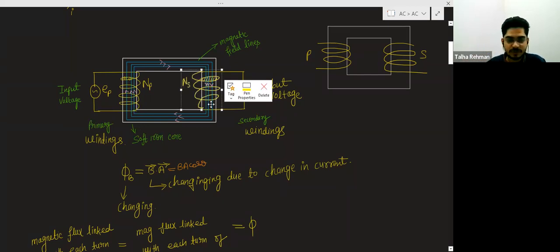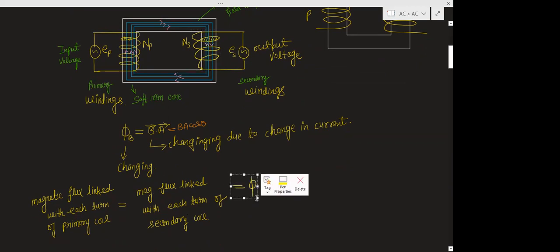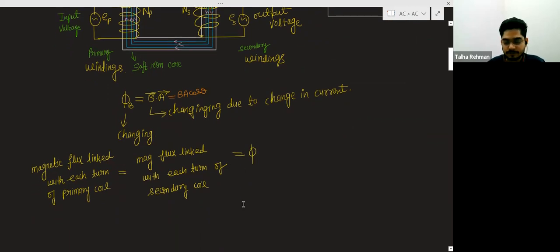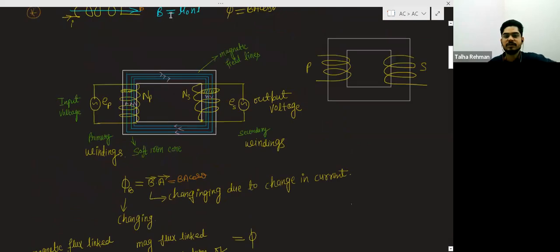So this thing I have written here: the magnetic flux linked with each turn of the primary coil is equal to the magnetic flux linked with each turn of the secondary coil, and that is equal to phi. Phi is the flux. First note down, then we will discuss.